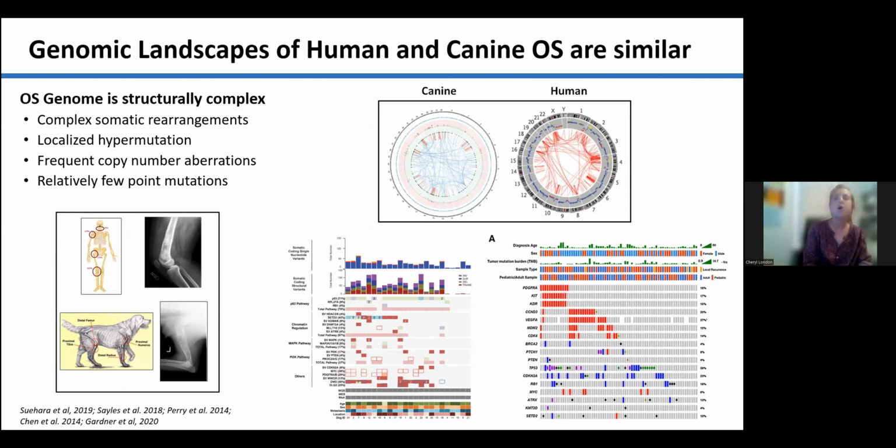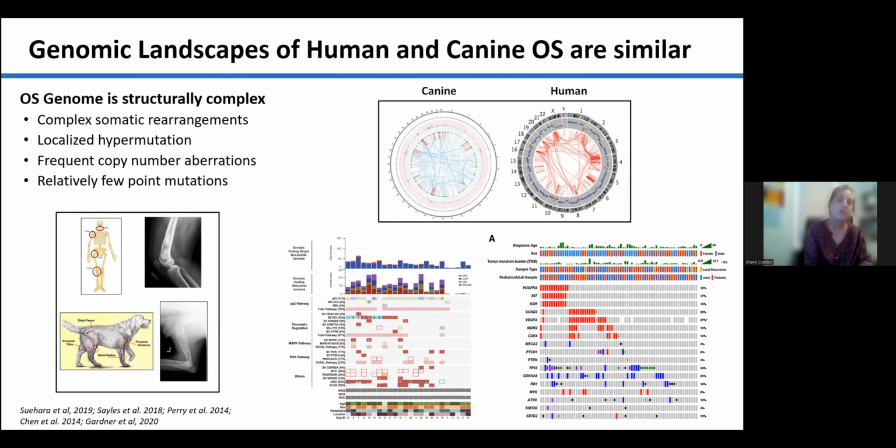It's been known for a long time that the osteosarcoma genome in the human population is structurally complex. With the new genome build, we were able to do a deep dive and ask, is the genomic landscape of canine osteosarcoma similar to that of human osteosarcoma? And therefore, would it be a good model to study the genomics of this disease in dogs and potentially identify novel targets for therapeutic intervention? And the answer is yes.